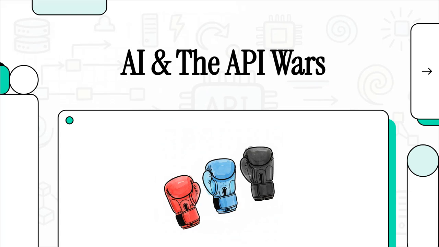All right, let's get right into it. Today, we're diving deep into something that's at the absolute heart of any high-performance AI system, the API. It's kind of like this invisible battleground where three major contenders are fighting for dominance. We're going to break down REST, GraphQL, and gRPC to help you figure out which one is really the right choice for what you're building.